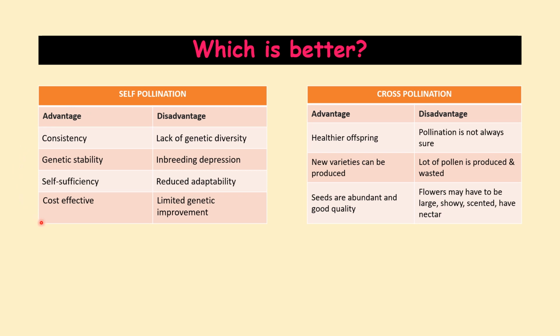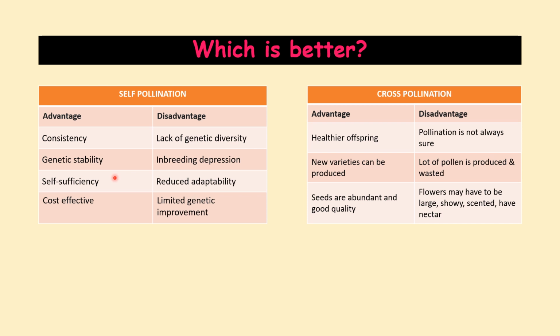The major advantage of self-pollination is that there is consistency, there is genetic stability, there is self-sufficiency, and it is cost-effective, which means that consistently you are able to get the same type of flowers, same kind of fruit. That is because there is a genetic stability. There is no mix-up of genetic material. It's the same genetic material. So consistently you are getting the same type of output or produce from these plants.